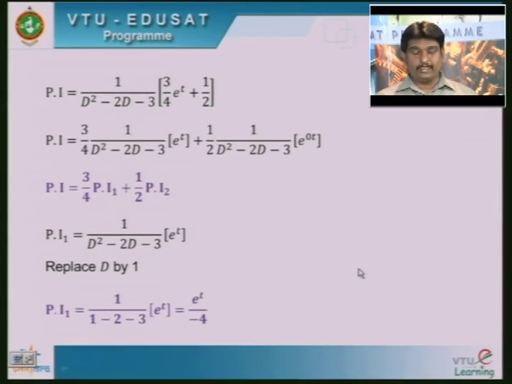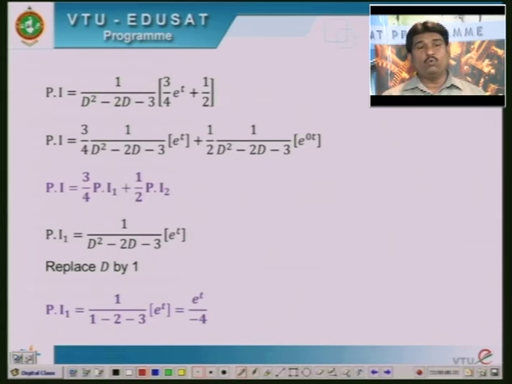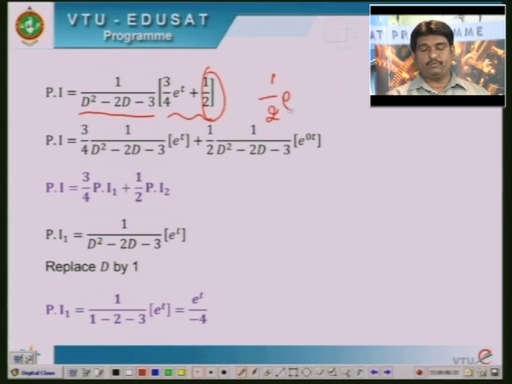Now let us find PI. PI is 1 divided by f(D), which is D² − 2D − 3, operated on (3/4)e^t + 1/2. I will separate this. I will treat this half as half times e^(0t). So I will operate 1/f(D) on both of these to get 3/4 times PI1 plus half of PI2. Let me find PI1 first.